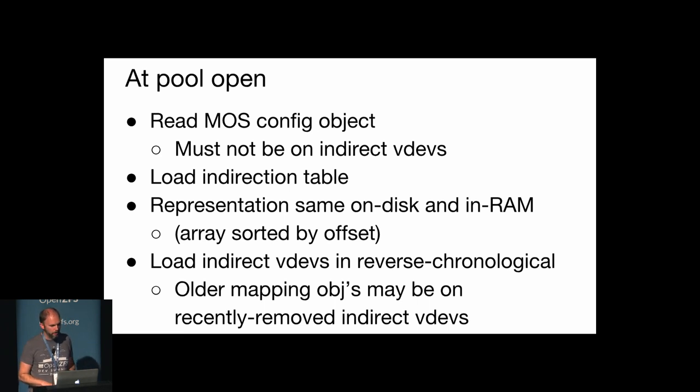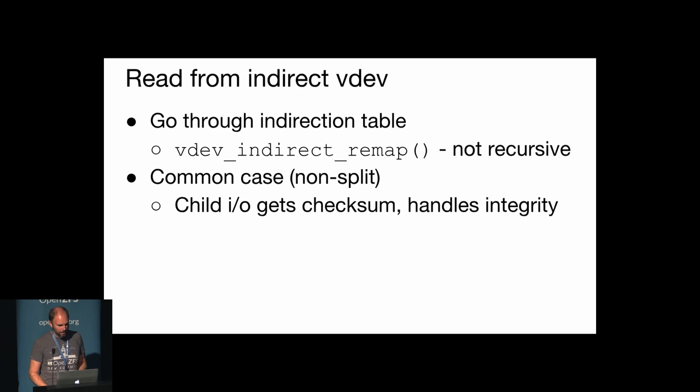And then we load the indirection table. The representation of it on disk is the same as in memory, which is really nice. It's just this array sorted by offset. But the tricky thing here is, what if I have removed multiple devices? Then the first device that I removed, its indirection table might be on an indirect VDEV. So I need to load these in the right order so that by the time I get to that first one, I already have all the mappings that I need to load its mapping. So we have to load them in reverse chronological order, right? Because older mapping objects may be on more recently removed indirect VDEVs. Okay, cool.